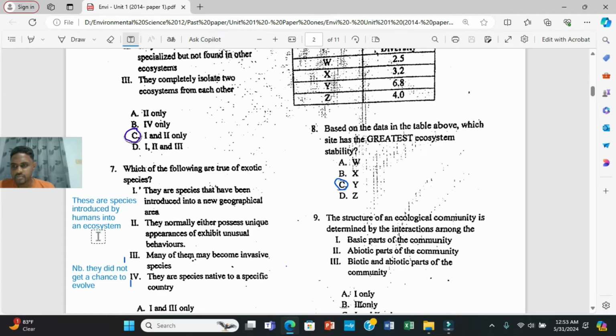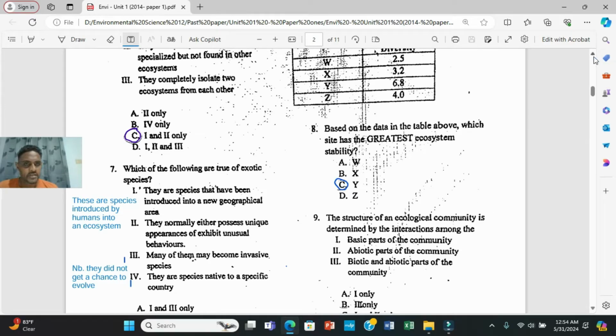Of course, there are some notes here. These are species introduced by humans into an ecosystem, right? And also another point is that they did not get a chance to evolve. So of course, if they don't get a chance to evolve in the ecosystem, then that means they are brought in from a new country or place, right?